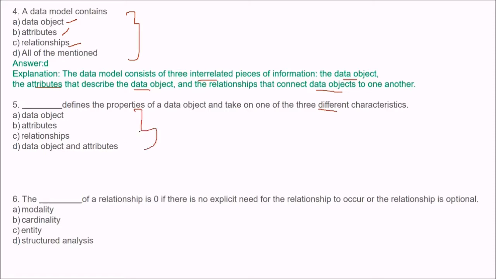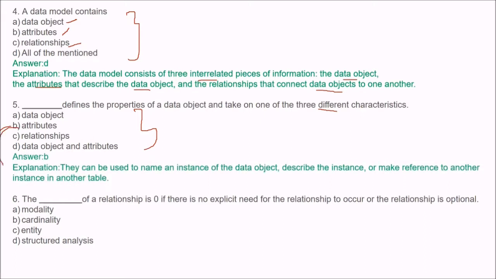Next is dash defines the properties of data object and take on one of the three different characteristics. What are the options you are going to choose? The answer is attributes. So they can be used to name an instance of the data object, describe the instance, or make reference to another instance in another table.